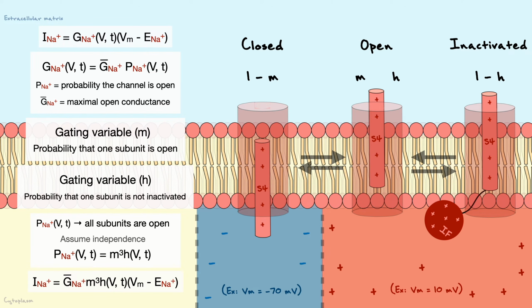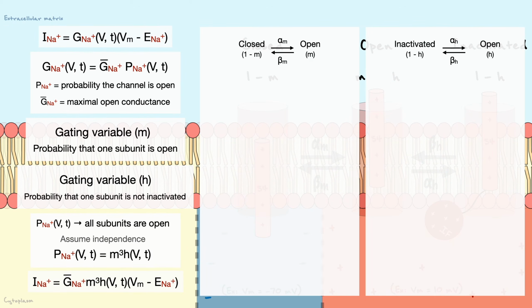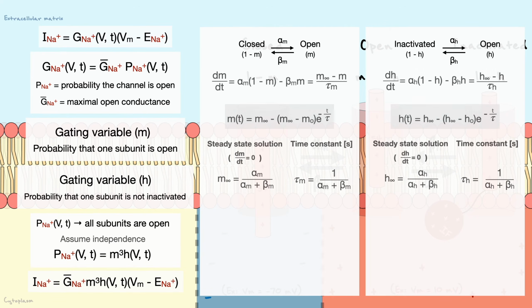Also, with the same assumption that these states function on the basis of a reaction rate, we can establish for each gating variable an alpha and a beta transition rate. Here again, the alpha rate goes from closed or inactivated to open, and the beta rate goes from open to inactivated or closed. These transition rates now allow us to derive the same equations we have made for the voltage-gated potassium channels, starting with the rate of change of the respective gating variable, which allows us to find the time-dependent solution.